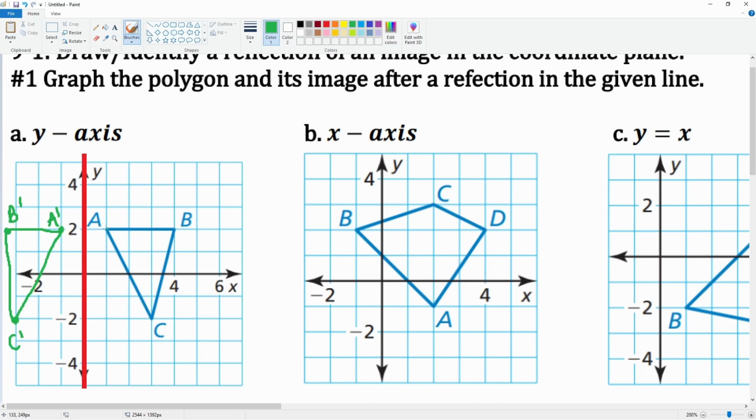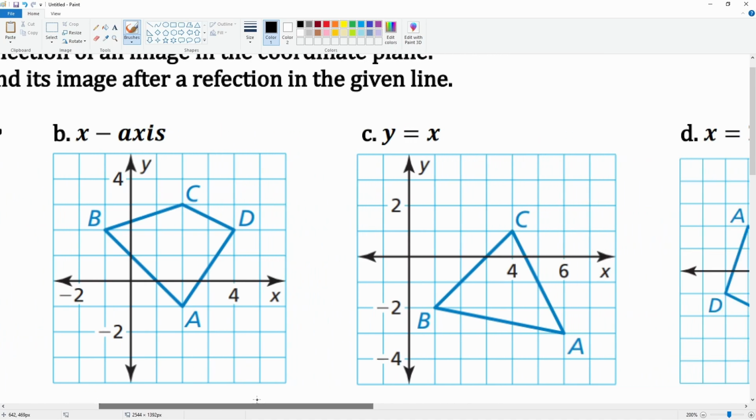Notice that the A here was the value of 1, 2. And the new image, here, let me color code this for you. A, originally the point was 1, 2. And then if you look at A prime, it is -1, 2. So notice here, for when it is a reflection over the y-axis, the x value changes. Hopefully you see that by looking at the points there.